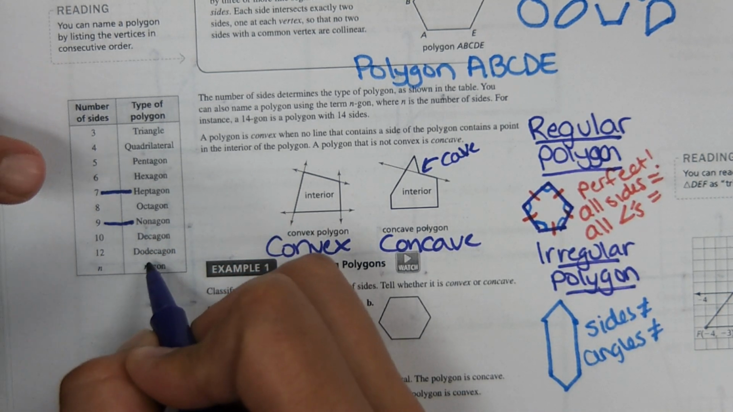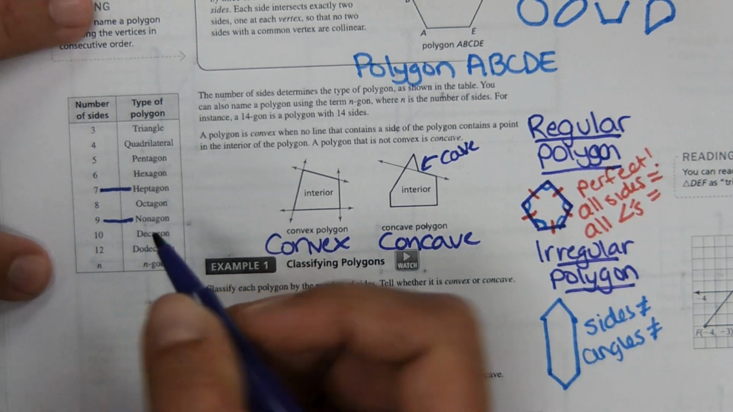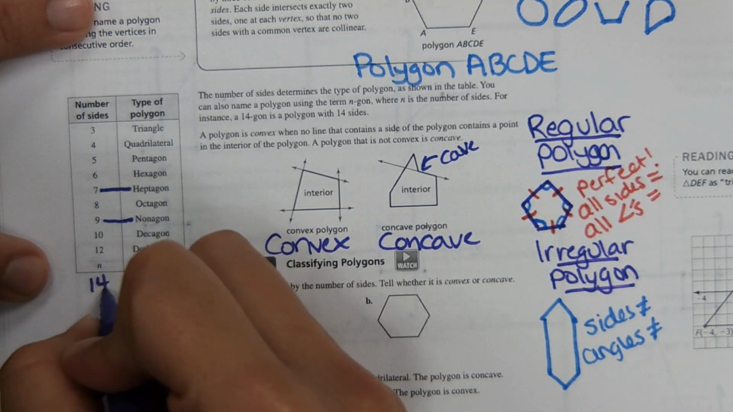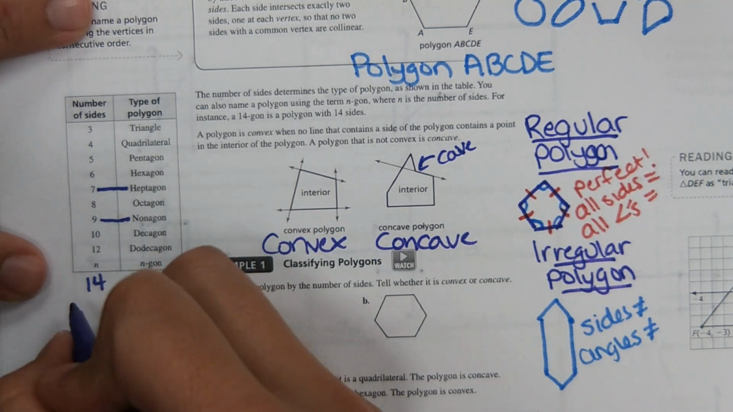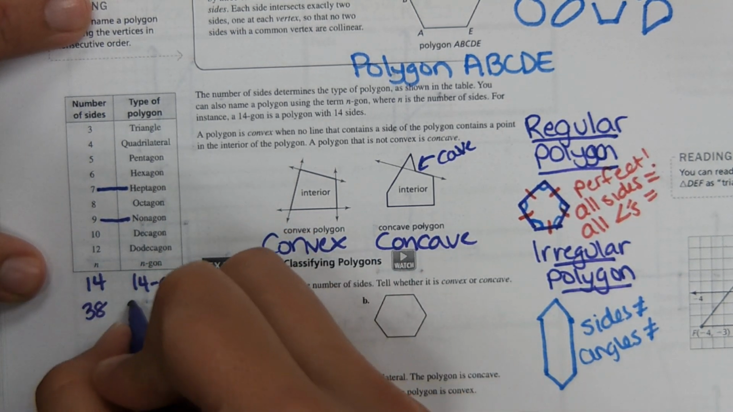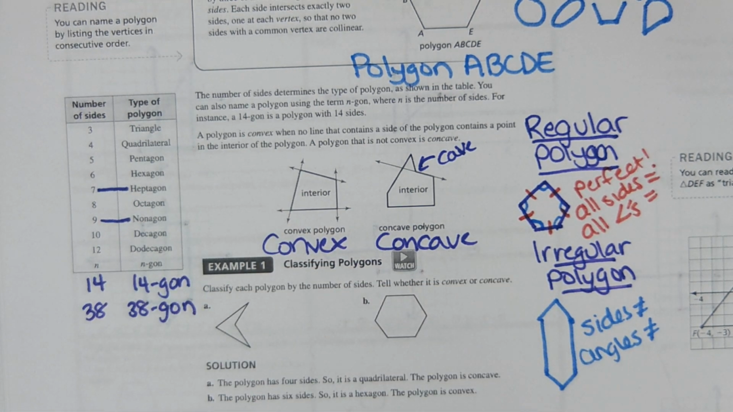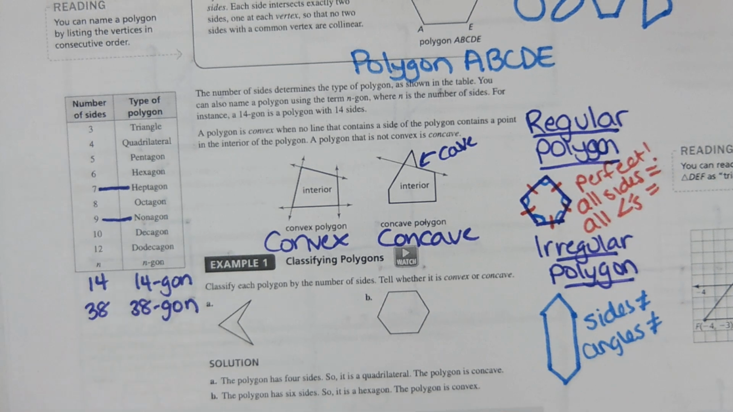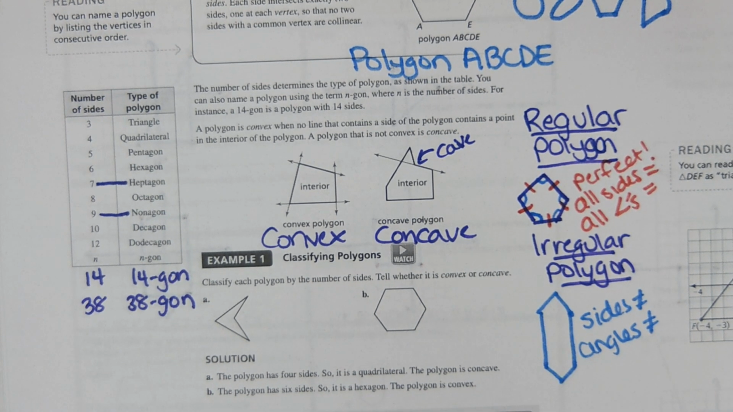12-sided is dodecagon. And then anything greater than that is an n-gon. What that means is if you have a 14-sided shape, we call it a 14-gon. Or if you have a 38-sided shape, it would just be a 38-gon. So if you see that in a math problem, that's just a 38-sided shape.